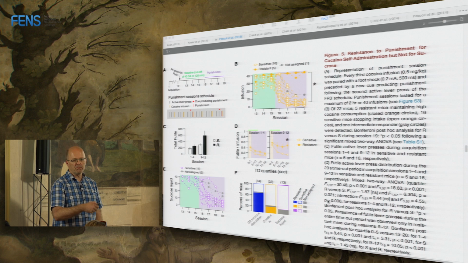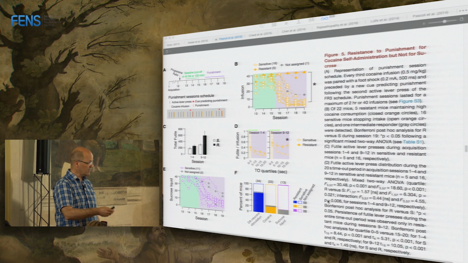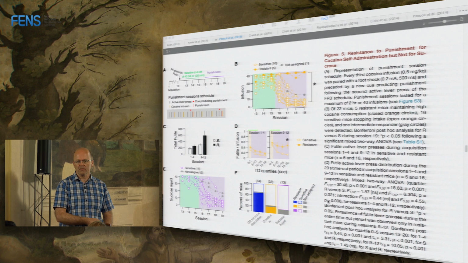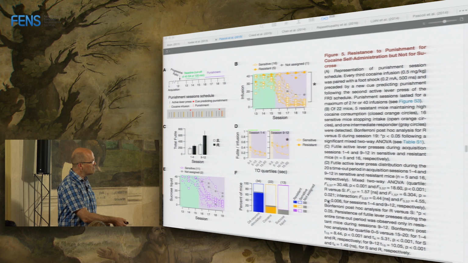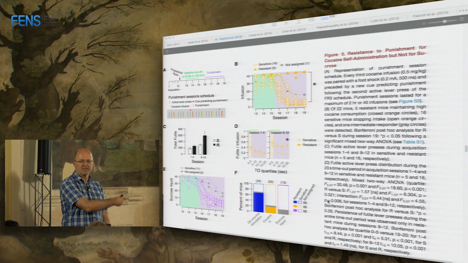And this is what I already told you. This is the sucrose self-administration that we used to calibrate the intensity of the shocks. And here you have the direct comparison of how many animals are resistant and how many are sensitive. And so what's your reading of this panel F? Yes, you can say what your reading is of panel F.